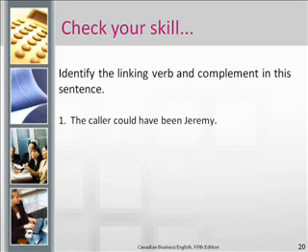Really, there isn't anything different about linking verbs that we're saying in this chapter that we haven't already covered, so hopefully you have a good idea of what linking verbs consist of. But let's check your skill. Identify the linking verb and complement in the following sentence. The caller could have been Jeremy. The verb phrase could have been has a linking verb of been at the end of it as its principal or main verb. This makes the sentence have a linking verb with a complement of Jeremy.